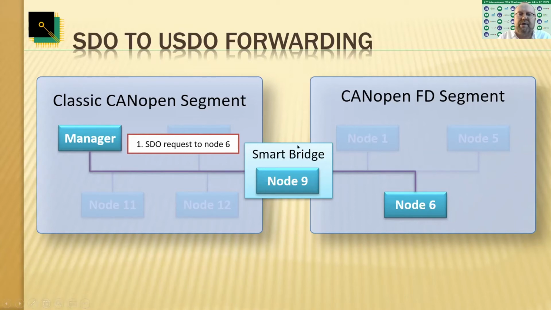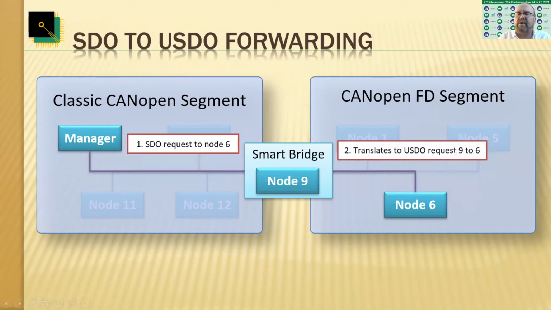Now, the smart bridge already learned that node number 6 is on this side, so it can translate this into a USDO request. And for CANopen FD, where USDO requests always have a source and a destination, it will forward it to node number 6 and use its own number, node number 9, as the source, so to say, so that node number 6 can reply to node number 9. So for node number 6, it will look like the request came from node number 9.